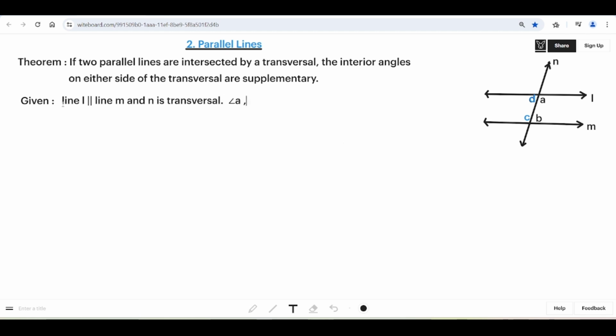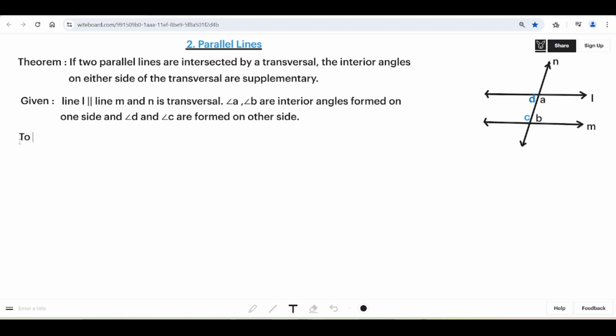Angle A and angle B are interior angles formed on one side. And angle D and angle C are formed on the other side.